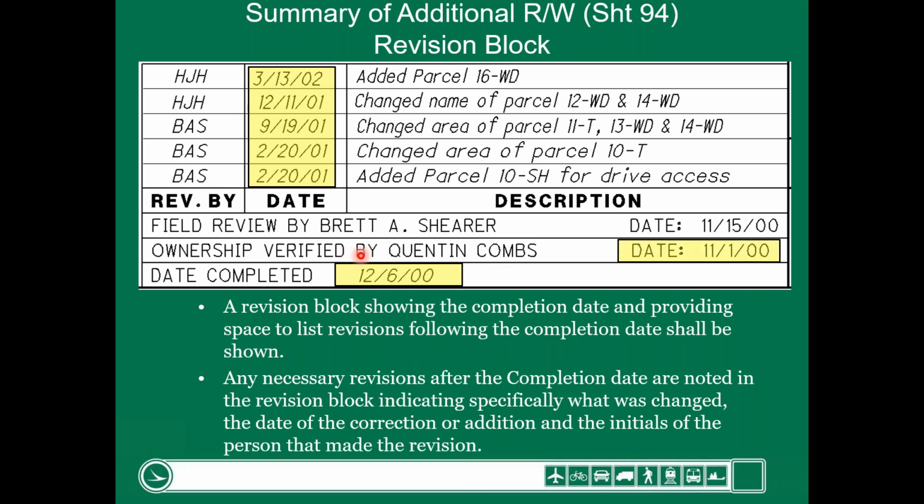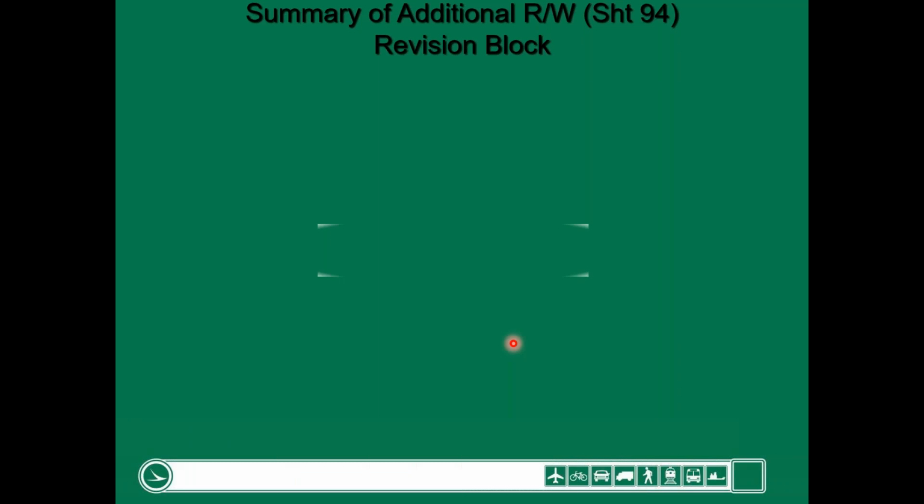And then also ownership verification. The designer is required to verify the ownerships on the plans. And as you can see, that was done about a month before the plans were completed. So when you do a title report, there's a possibility that the ownerships may have changed. If they changed after this date, then it's a revision that we require the designer to do that we would compensate them for. If the ownership changed before this date, that's a mistake on their part. So it's just some dates to be aware of is really what that boils down to.